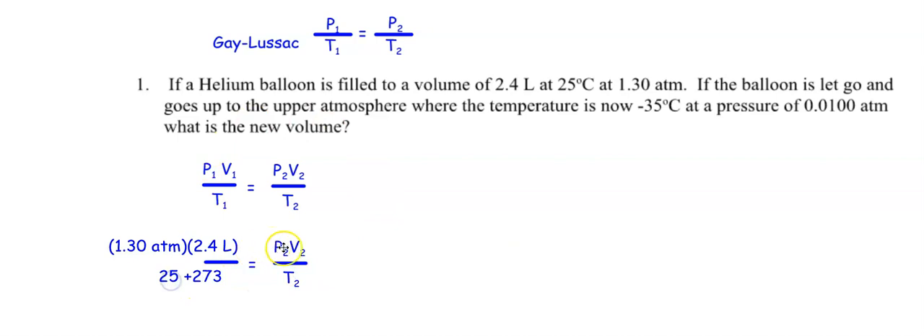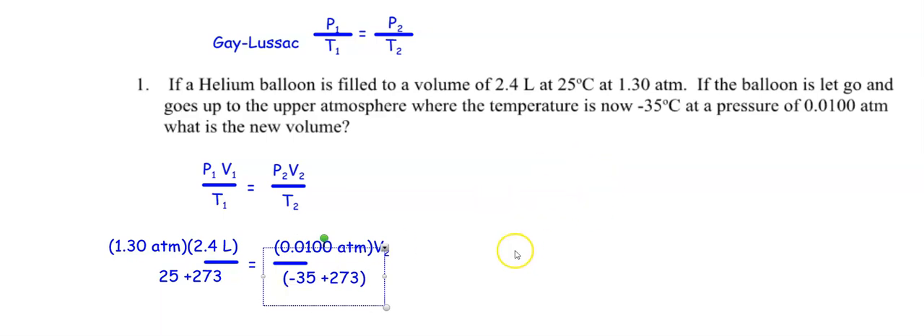All right, so what's my P2? My P2 is 0.0100 ATM. And what's my T2? It's negative 35, isn't it? Mrs. Vanderwall, I know it is not. All right, it's not negative 35. What do I have to do? I have to add 273.